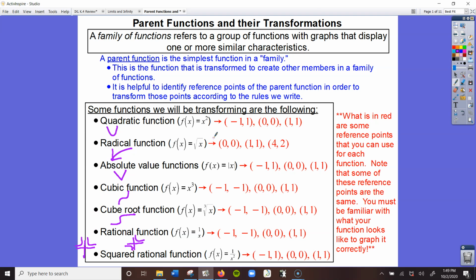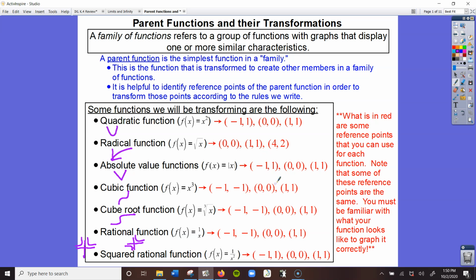Now, for your convenience, I did place reference points next to each function. Now, this doesn't necessarily mean you will always use just these points, as you'll see in examples we're going to do today, but a reference point is basically points that are located on the original function. And I always use the vertex of each function, because it's always located at 0, 0, which is the origin. And then you pick a point to the left and to the right of the vertex. So for example, for the quadratic function, we have the points negative 1, 1 and 1, 1 on either side of the vertex, and etc.